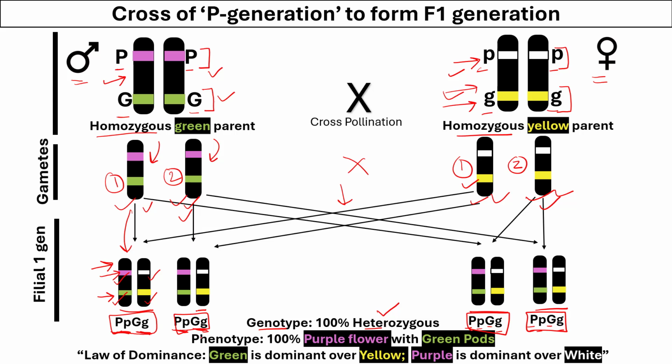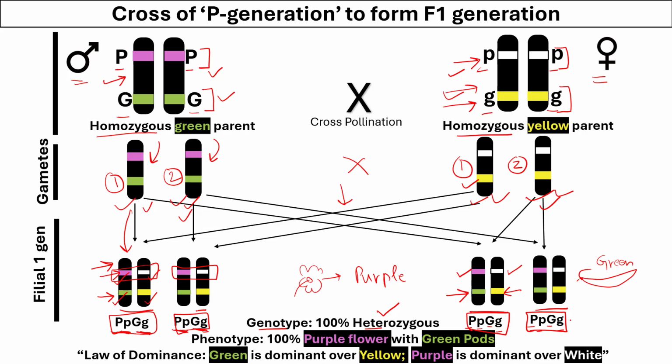What is the phenotype? Now you know that purple color is dominant over white color. So wherever you have a pair of purple and white, purple will be the end result. The flower that you get on a pea plant will be purple. Wherever you have a combination of green and yellow, you know that green is dominant over yellow, so the pod color will be green because green is dominant over yellow.